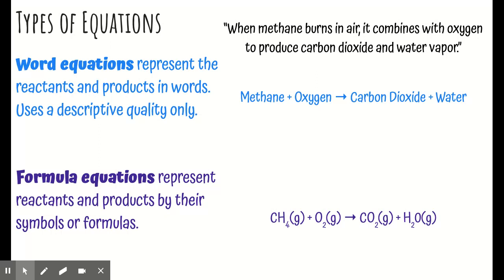So there's 2 kinds of equations. It's kind of working your way up to where it needs to be so that we can balance things. If you look over on the left-hand side, you have an example. When methane burns in air, it combines with oxygen to produce carbon dioxide and water vapor. That is the situation you're in. Maybe you are in a lab and you have observed this happening. You knew that you had methane, you burned it, and now you have water vapor and carbon dioxide. So you can write that as a word equation: methane plus oxygen yields carbon dioxide plus water.